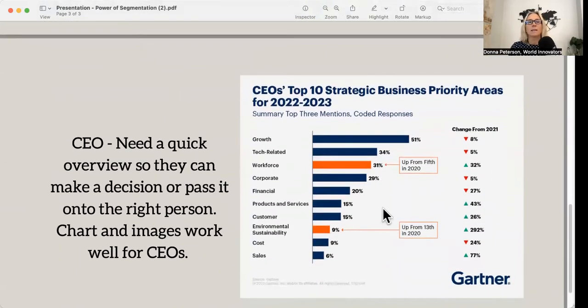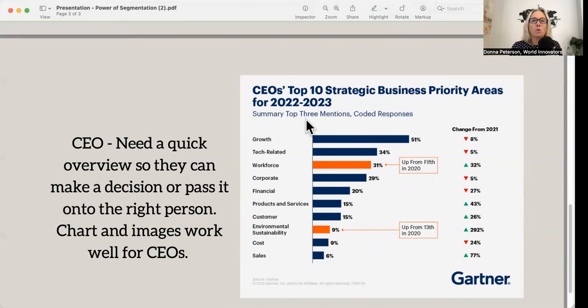CEOs, on the other hand, are interested in that full picture. They have the full umbrella because they're watching over all the different parts. So they need a quick overview of everything. Everything you might be saying to an engineer and everything you might be saying to a CFO, but put it in a format that is easy for them to digest. So maybe a pie chart or something, but also have some images. And then again, here, the top priorities, 2022 and 2023, make sure you touch upon the top priorities.